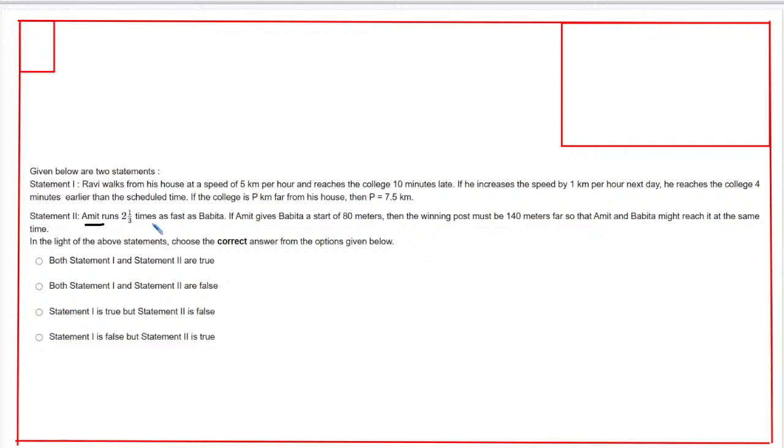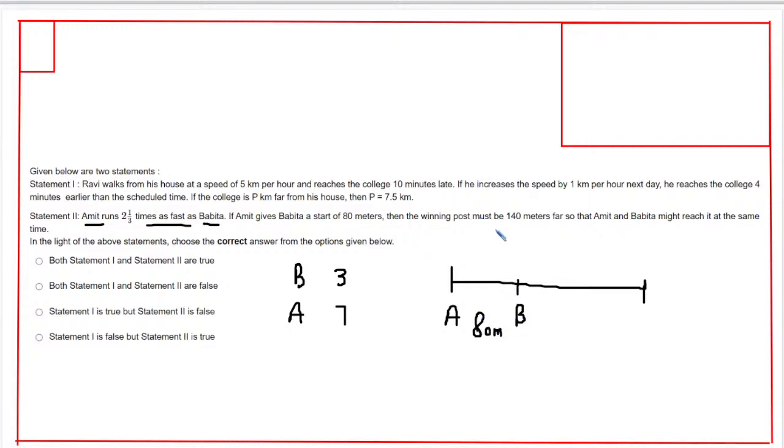Second one is Amit runs 2 1/3 times as fast as Babita. So if, let's suppose, Babita's speed is 3, then Amit's speed is 7. 2 1/3 is 7/3. Amit gives Babita a head start of 80 meters. Amit is here, Babita is here. There is a gap of 80 meters. How much is the track length? It is supposed to be found.